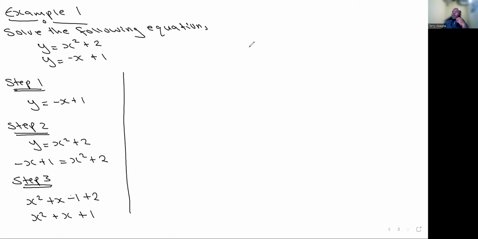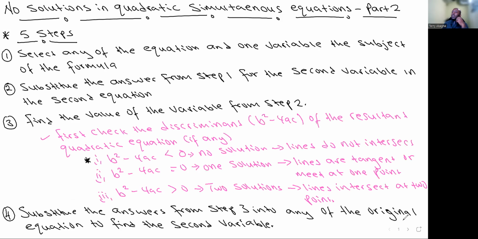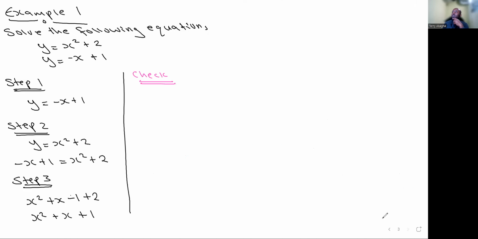So let us check now. I did this in pink as well: you have to check the discriminant of the resultant. For the resultant, we have x squared plus x plus 1. So a is equal to 1, b is equal to 1, and c is equal to 1. We now have b squared minus 4ac, which gives us 1 squared minus 4 times 1 times 1, and this gives us minus 3.